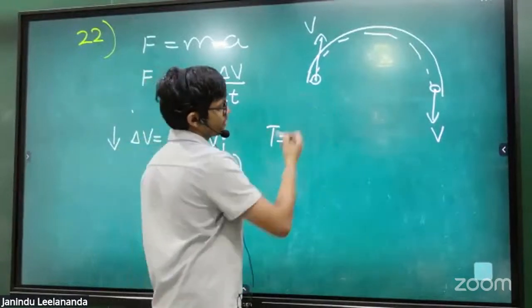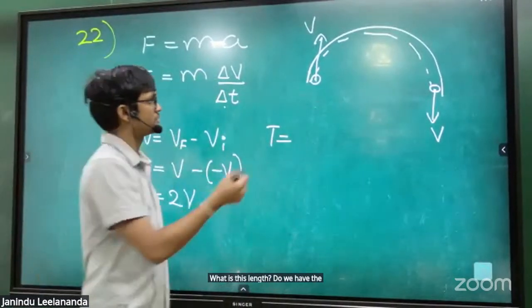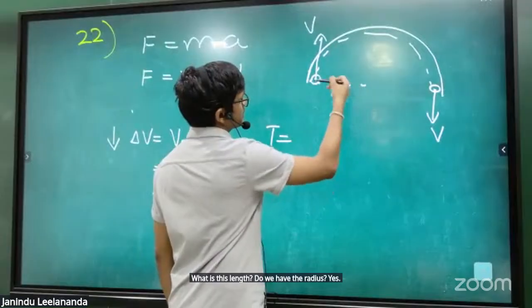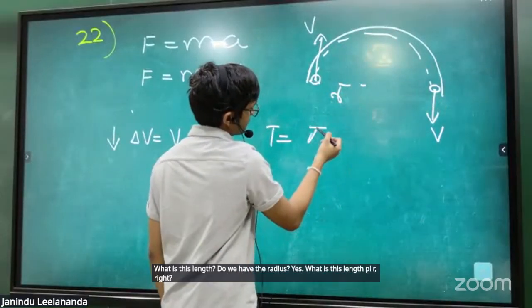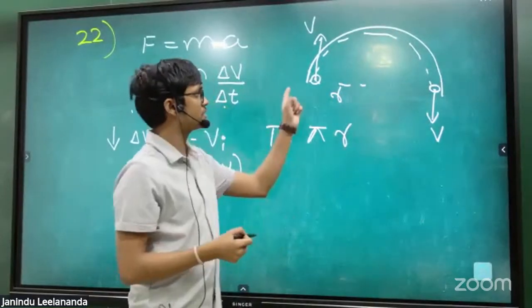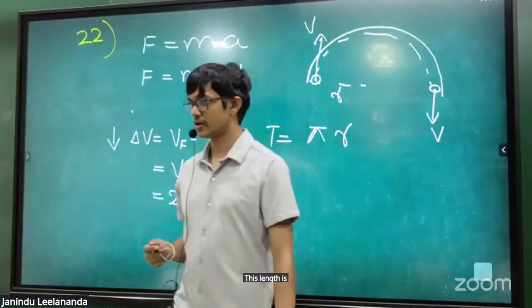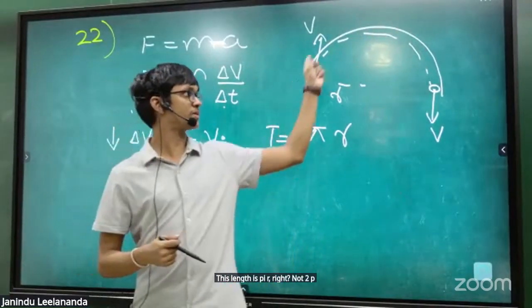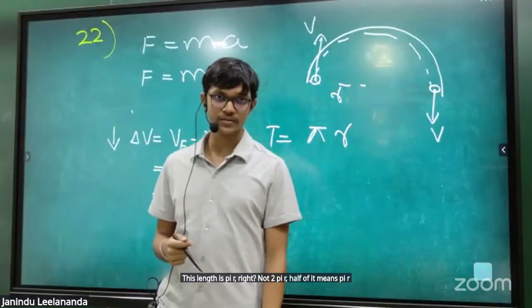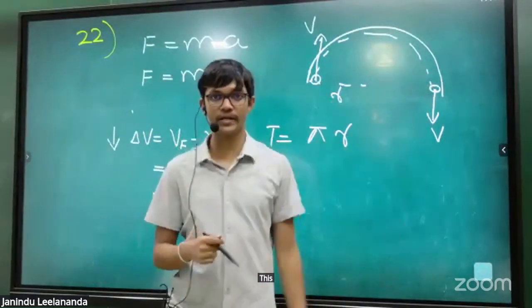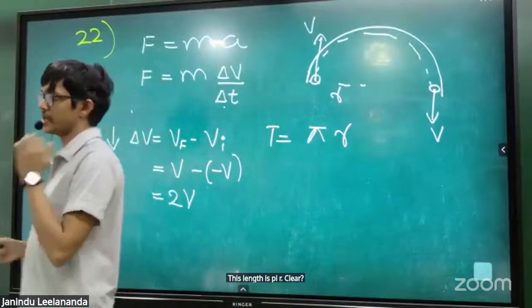What is this length? Do we have the radius? Yes. This length is pi r, right? Not 2 pi r. Half of it means pi r. Clear? This length is pi r.